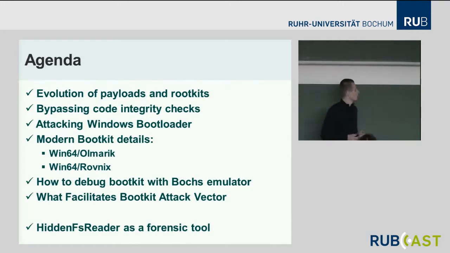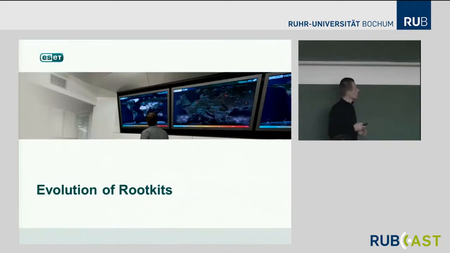Then we'll show you how to debug the bootkit part with the Bochs emulator, which is a very handy tool for debugging bootkits and bootstrap code, because the pre-boot environment lacks facilities for normal debugging. And finally, we'll present a hidden file system reader as a forensic tool. We'll show a demonstration of how to obtain the contents of the hidden file system of the Olmarik bootkit. And now Alex will tell you about the evolution of rootkits.